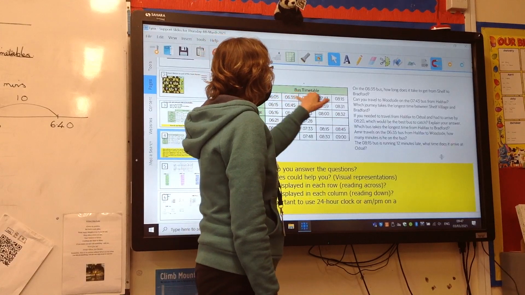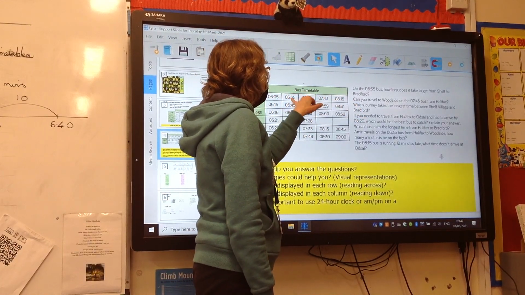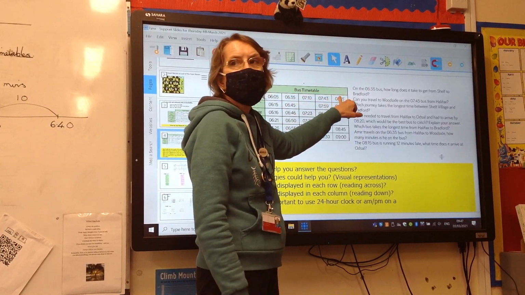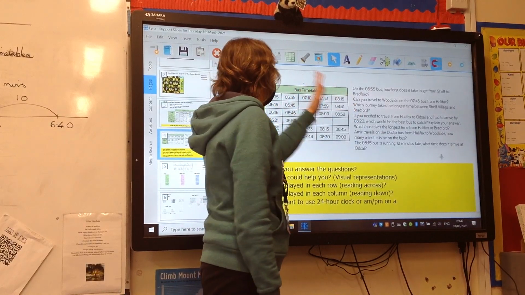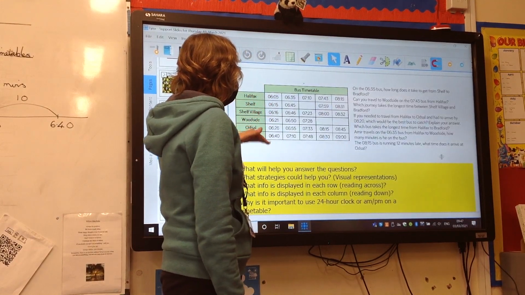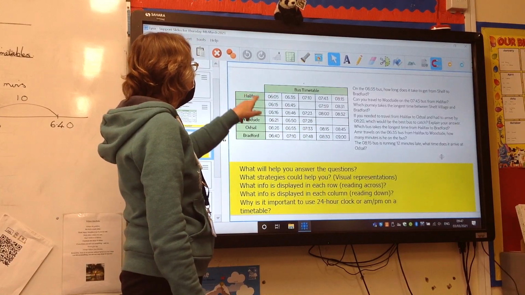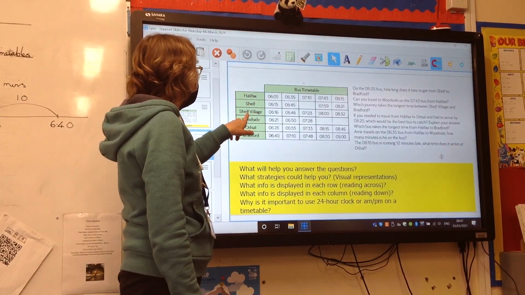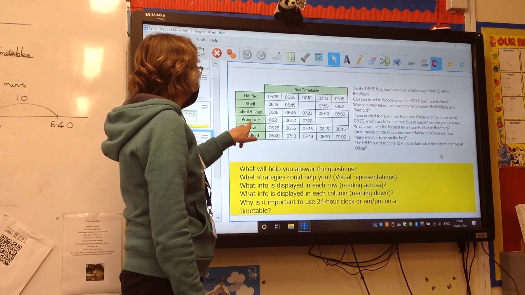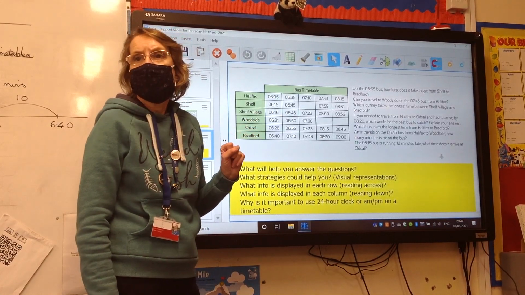And then, of course, across our rows, we've got the times that the bus leaves. And that's really important, isn't it? So we know when the bus leaves, then in our columns we've got when it reaches certain places. So we've got different places. We're assuming the bus sets off at Halifax, goes to a place called Shelf, another place called Shelf Village, a place called Woodside, a place called Odsal, a place called Bradford. And that's where it stops.